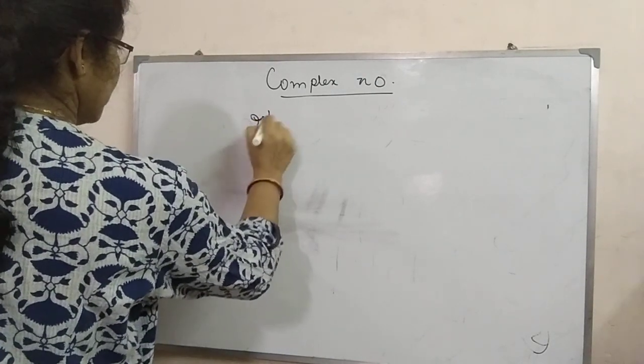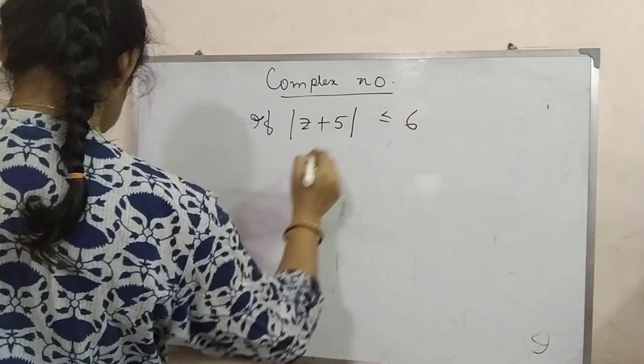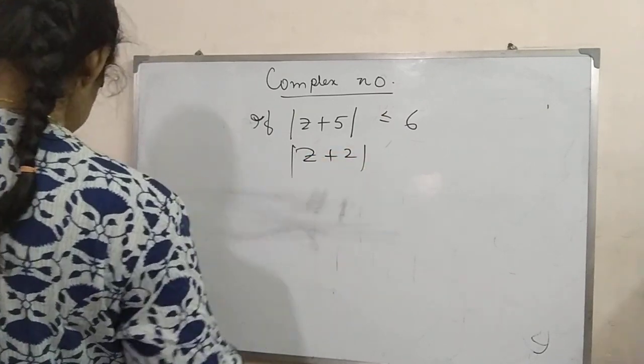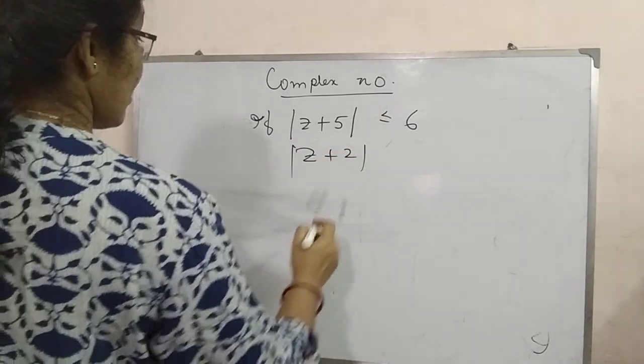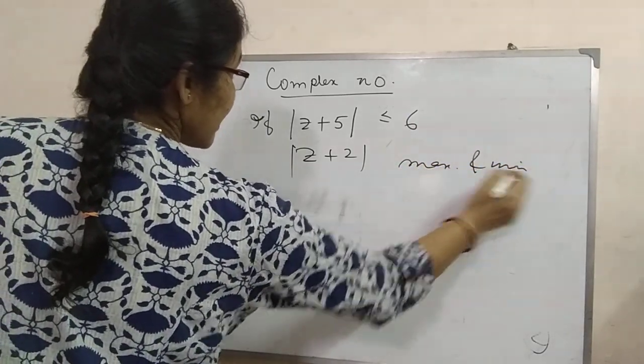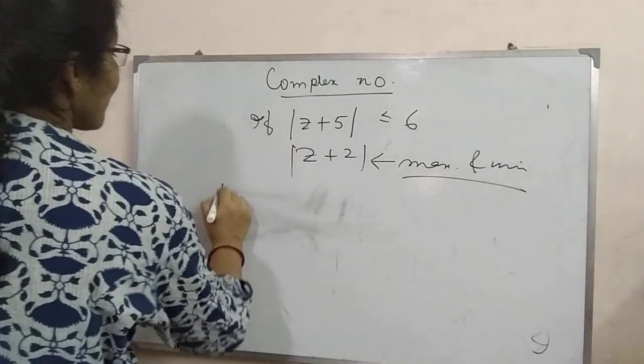If modulus of z plus 5 is less than or equal to 6, find the maximum and minimum value of modulus of z plus 2.